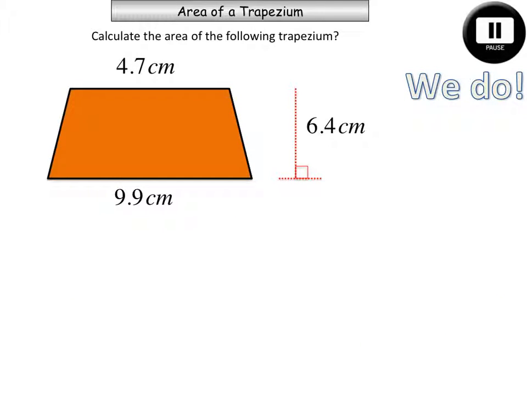You can pause the video now. Set your work out like I did with the previous question, where you write down your A, your B, your H on the side, write down your formula, and then substitute your values.